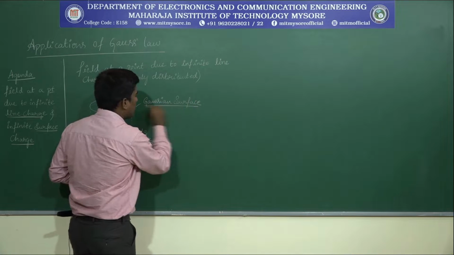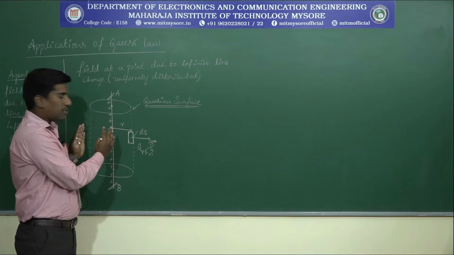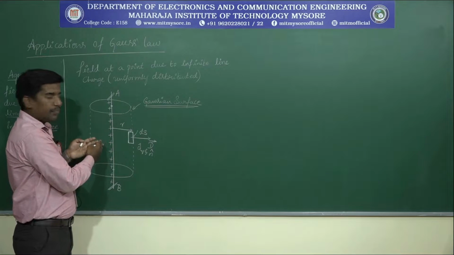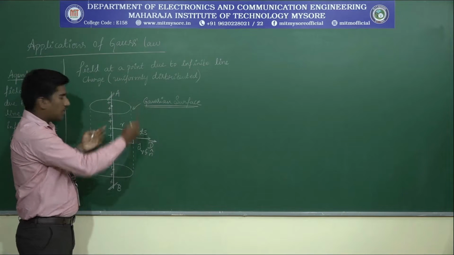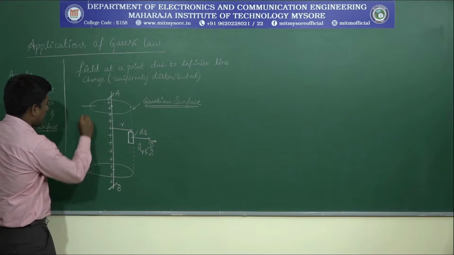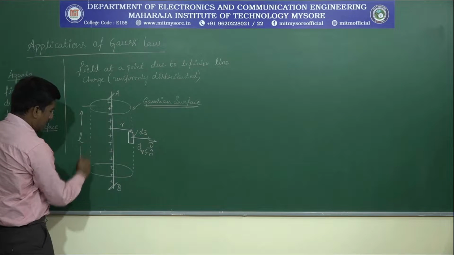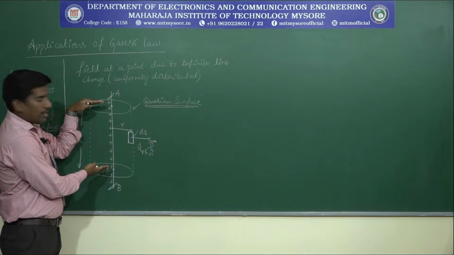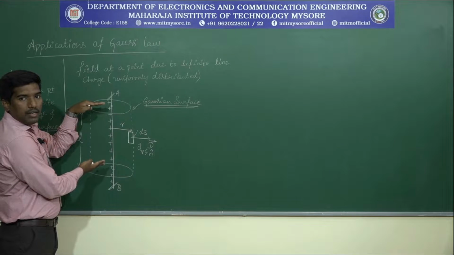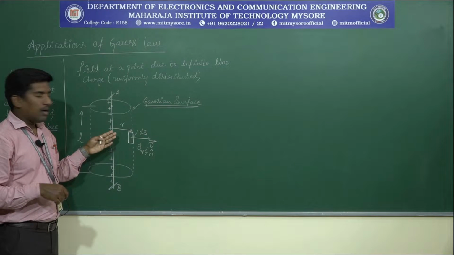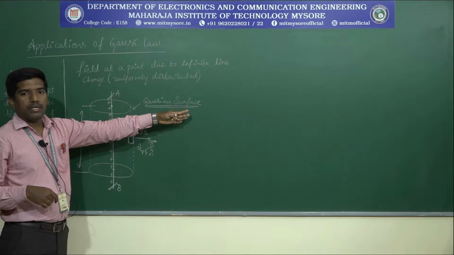Since it is an imaginary cylindrical surface which is considered around the line charge, this is called a Gaussian surface. What is the length of this line charge? The length of this line charge is assumed to be L. L is the length of the line charge within this imaginary cylinder.